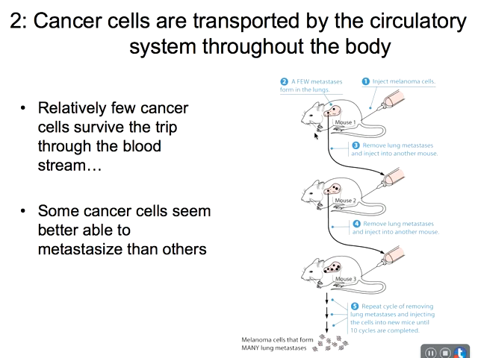And the evidence for that is we can select for those that are better at metastasizing. So the original tumor has variation. Some can go through metastasis, some cannot. It seems to be random which cells wind up in the bloodstream. Some of them survive to form new tumors. Some of them do not survive to form new tumors.